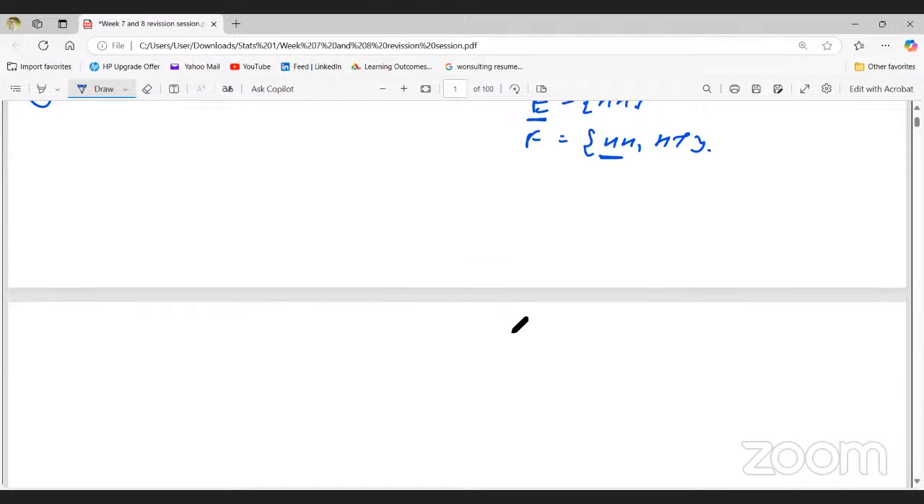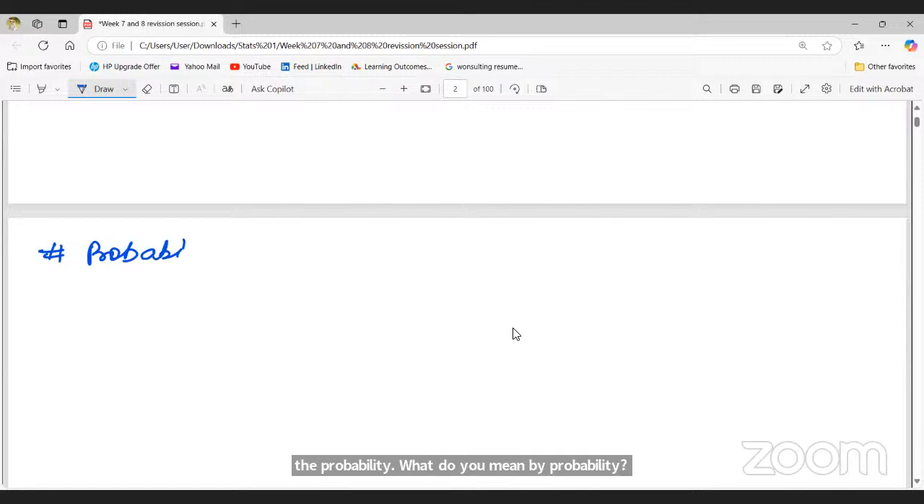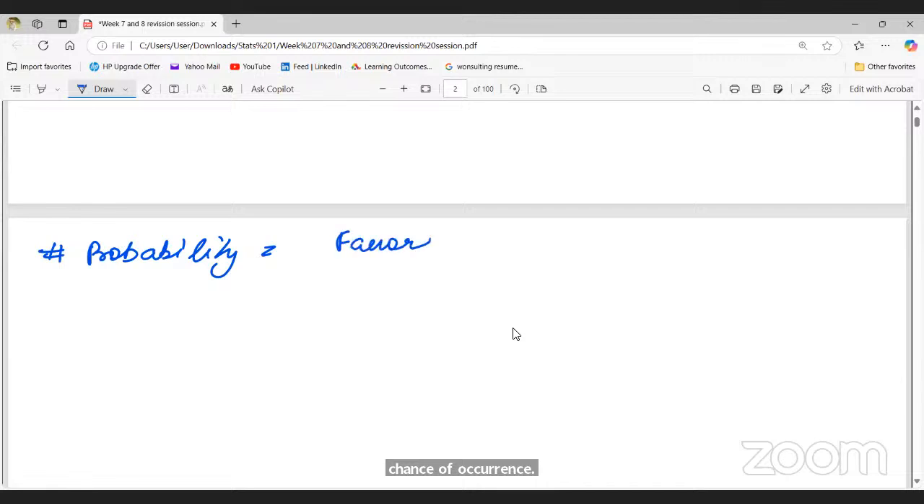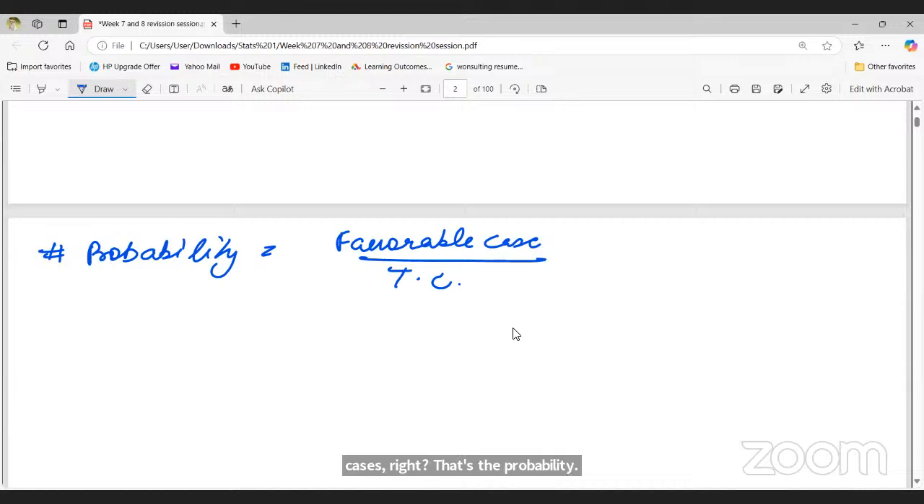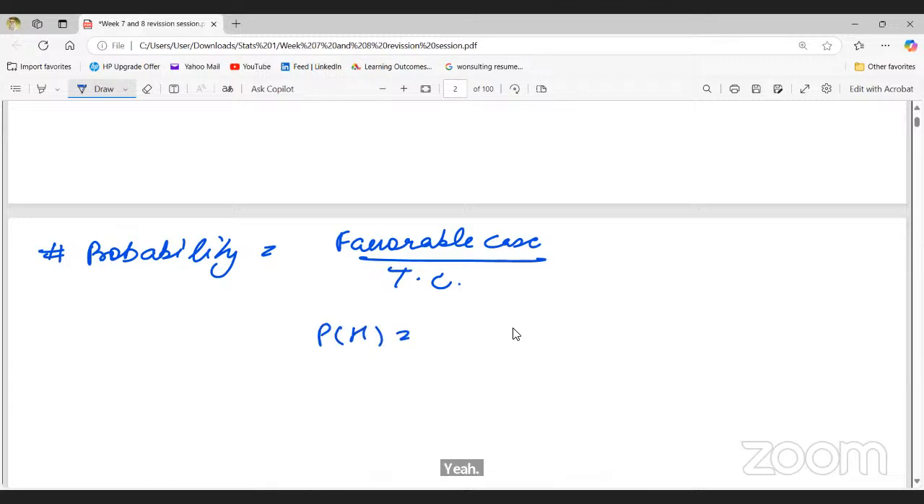Okay. Now comes the probability. What do you mean by probability? Chance of occurrence. So what is the formula? The number of favorable cases by the total number of cases, right? That's the probability, and we use probability to predict something. So if I'm tossing a coin, what is the probability of getting a head? It is 1/2, right? That means this is the favorable case and this is the total number of cases.